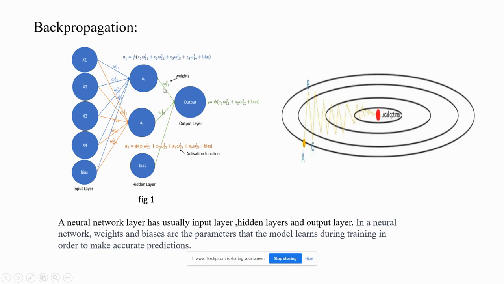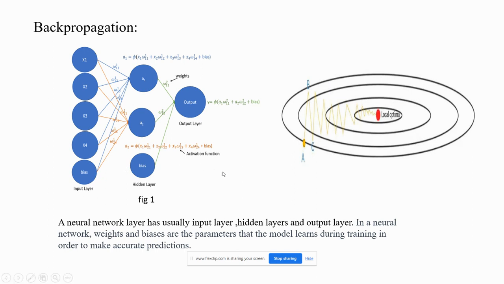A1 is the output of this hidden neuron, A2 is the output of this hidden neuron, and we have a bias. After multiplying A1 with W112, A2 with W122, plus bias, that is given as input to the output layer, and we get the final output. Since the output layer also has an activation function, let phi of x be the activation function for now. In this neural network, weights and biases are the parameters that the model learns during training to make accurate predictions.